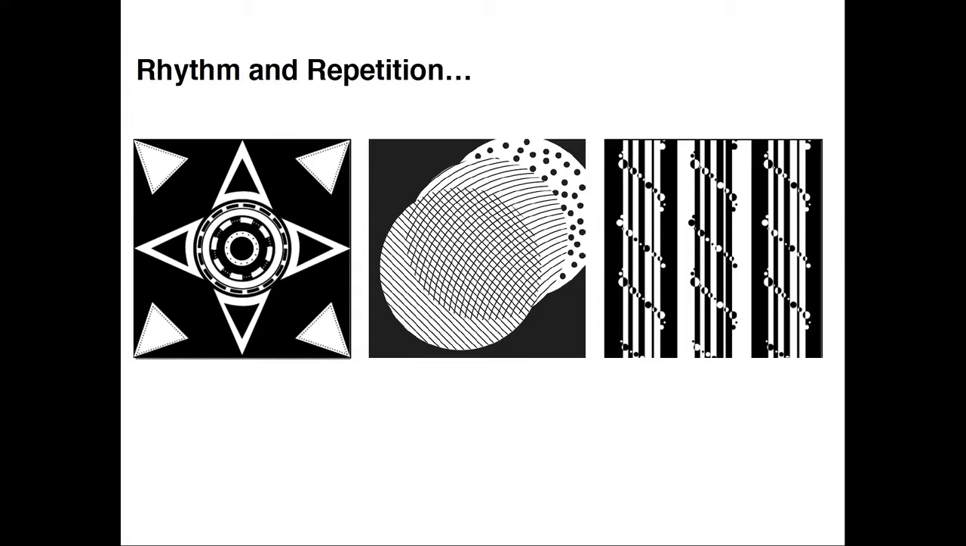Does that make sense? Now you'll also note that the one on the right certainly shows rhythm and repetition, but it's also a great example of what? Symmetry. Oh, yes, even better. Positive and negative space.